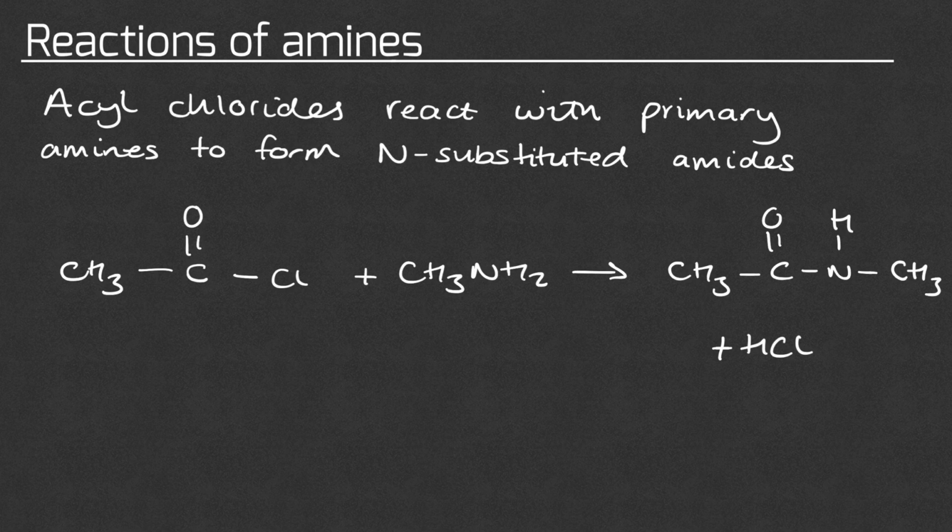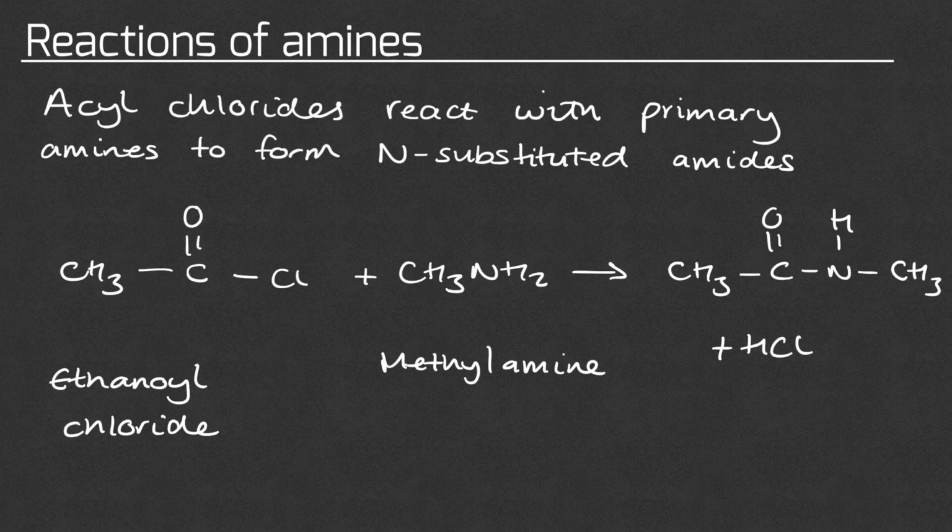You need to make sure you can name all chemicals involved. So we've got ethanoyl chloride reacting with methylamine to produce N-methyl, so the one carbon here, ethanamide because there are two carbons in the main chain.